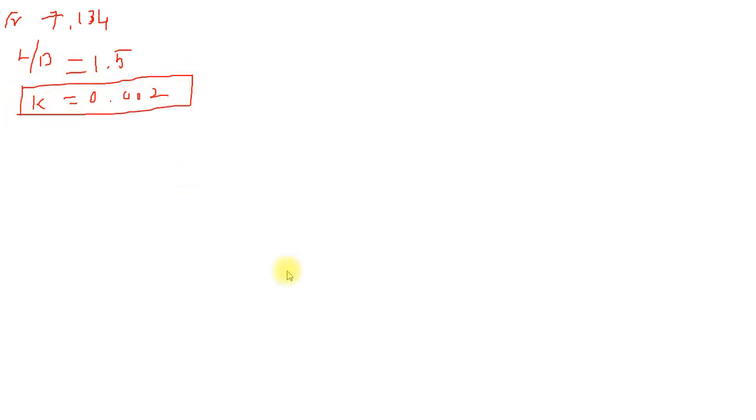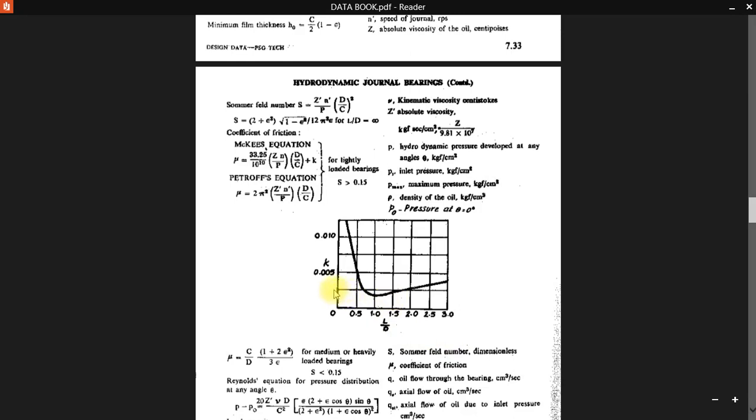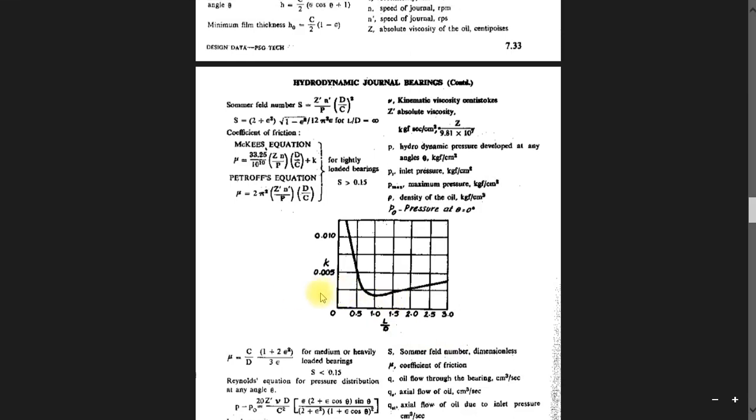From data book page number 7.134, from the graph for L by D equal to 1.5, I can write K is equal to 0.002, which is nothing but a constant. I'll show you again how. See here, if I take here, I can write 0.0025. It is not exactly on this horizontal line.